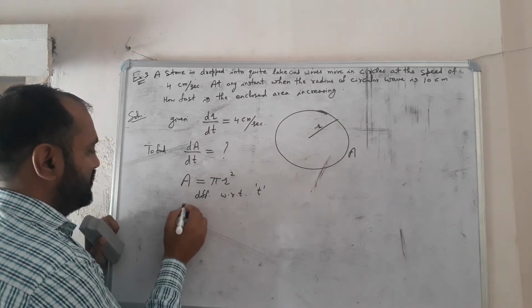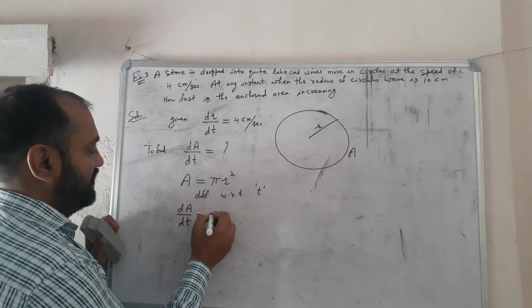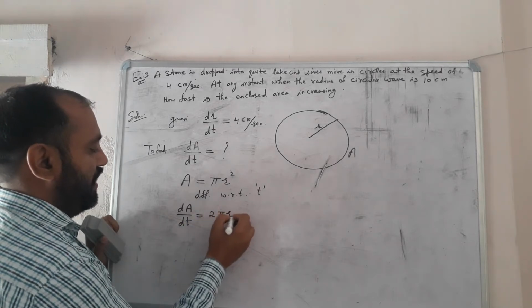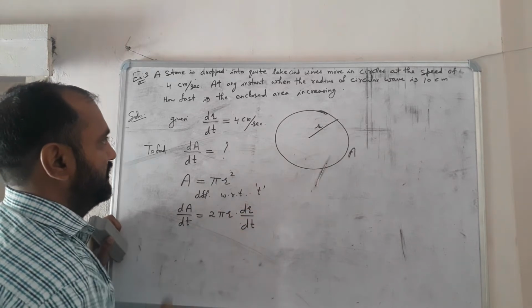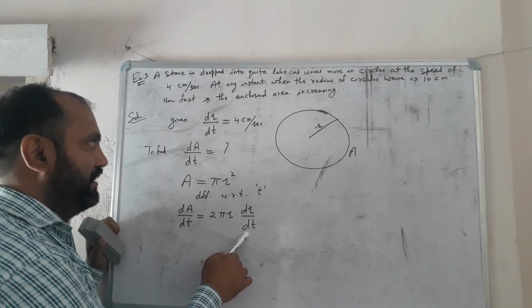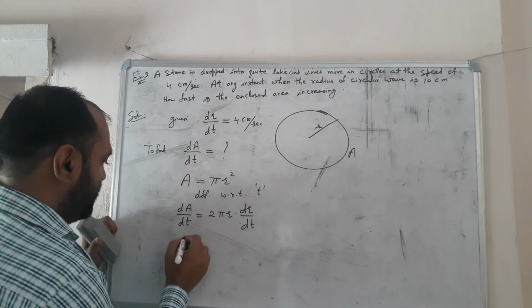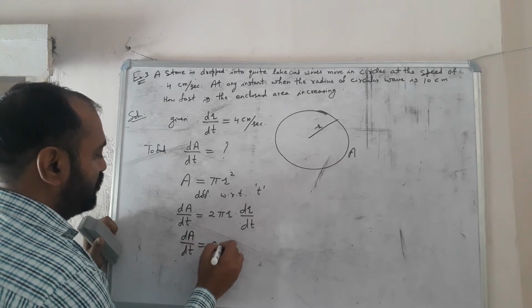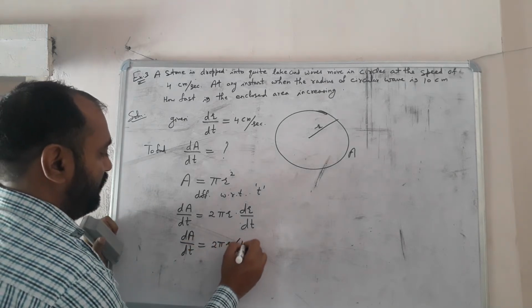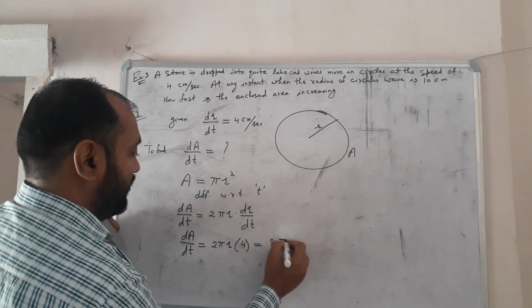So what is the differentiation of A? dA upon dt, and the differentiation is 2 pi r into dr over dt. Now dr upon dt is given, that is 4 centimeter per second. So put the value here. So the value of dA upon dt is equal to 2 pi r into 4, that is 8 pi r.